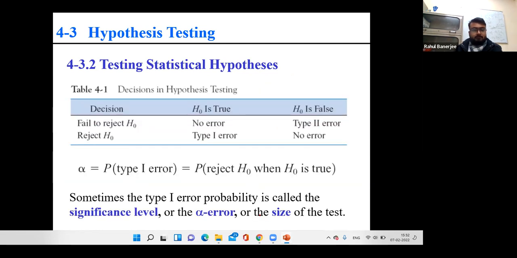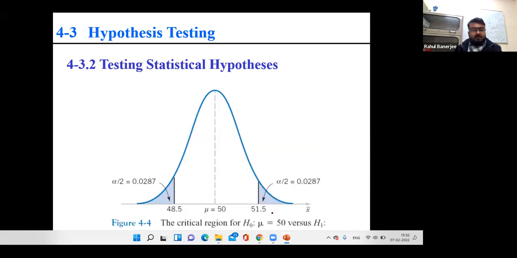Okay. Now you see, this is the decision rule. Null hypothesis H0 is true and you are accepting it, means no error. H0 is true and you are rejecting it, means type 1 error. H0 is false and you are not rejecting it, sorry, accepting it is not an error, no error. And H0 is false and again you are accepting it is type 2 error or beta. So alpha is the probability of committing type 1 error. This I told you. It is also known as the level of significance, the alpha error or the size of the test.